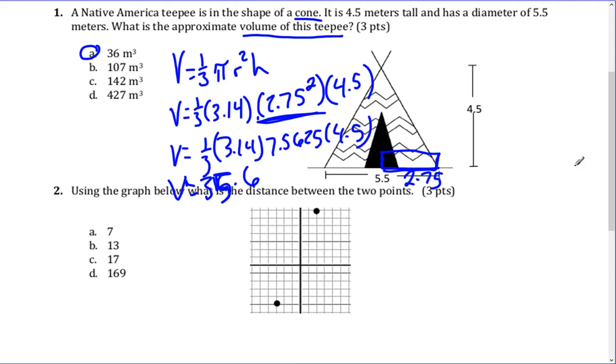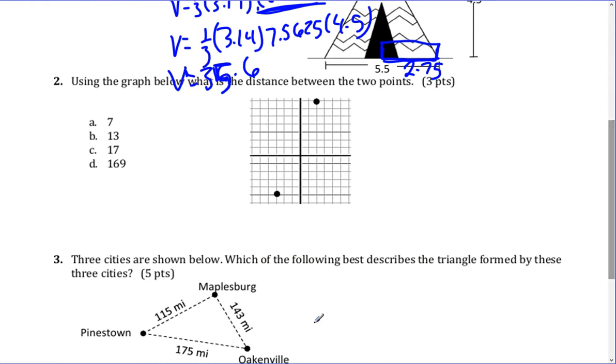Okay, number 2. Says, using the graph below, what is the distance between the 2 points? So from here to there, can I use my straight line tool? I can. All right, here to there. I want to find that distance. That is my x. Now, I see a right triangle I can make here.